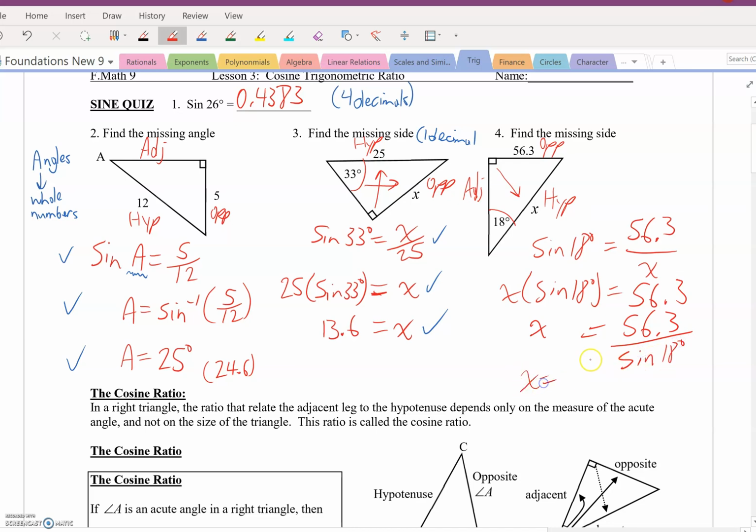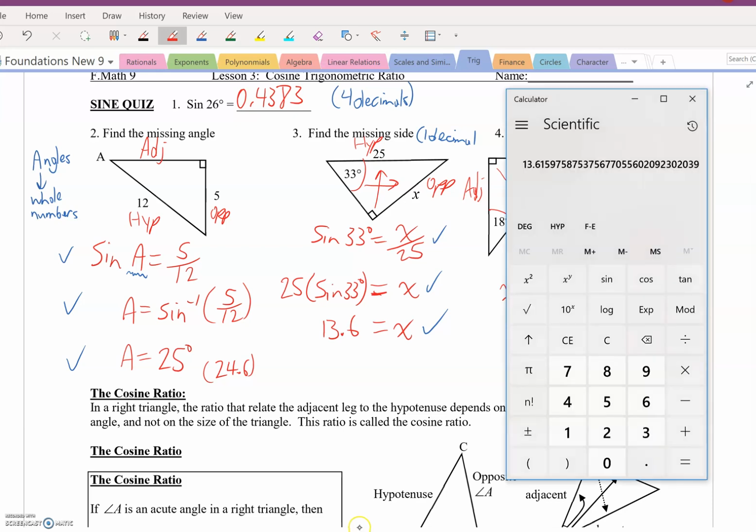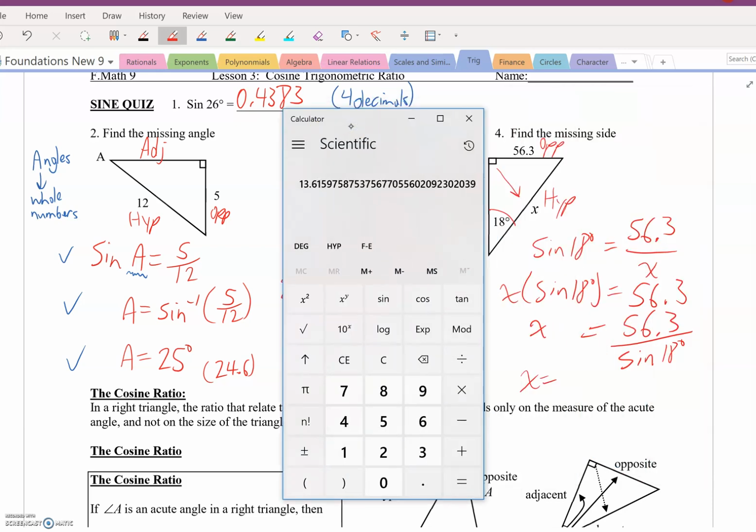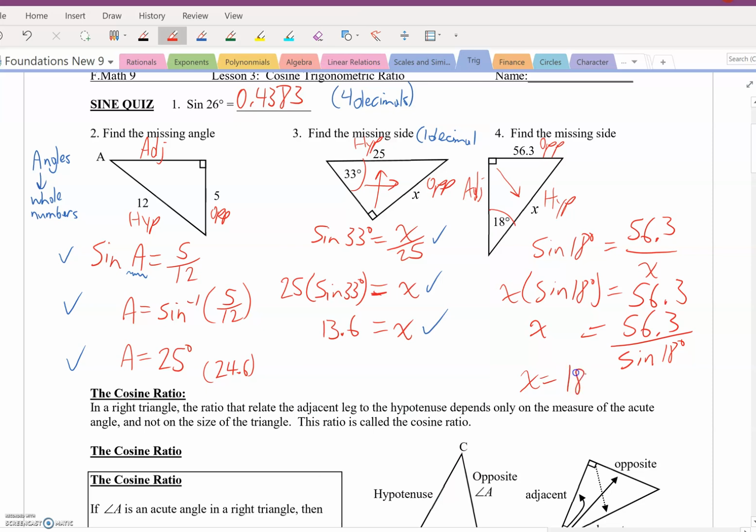And then I go to my calculator. On an old school calculator, I will go 56.3 divided by 18 sine. Now that's just sine 18 on my screen. I have to press equals in order to do the division. So I complete the division by pressing equals, 182.2. So I round to 1 decimal place.